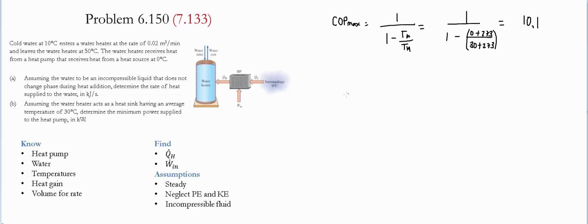And using this value and the value that we calculated in the previous step, the rate of heat transfer, we find that the power going in at its minimum value is going to be the Q dot H that we found in the previous step, divided by the maximum coefficient of performance. Therefore, we have 55.73 kilowatts divided by 10.1, and we find that the minimum power is equal to 5.52 kilowatts.